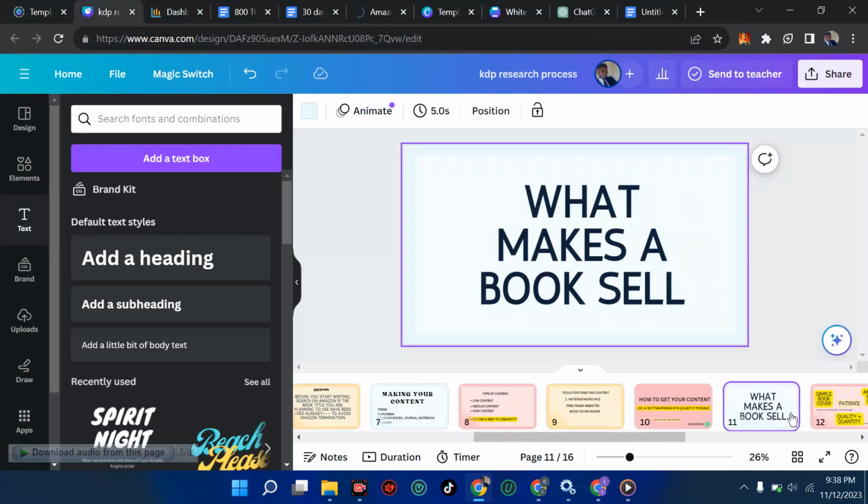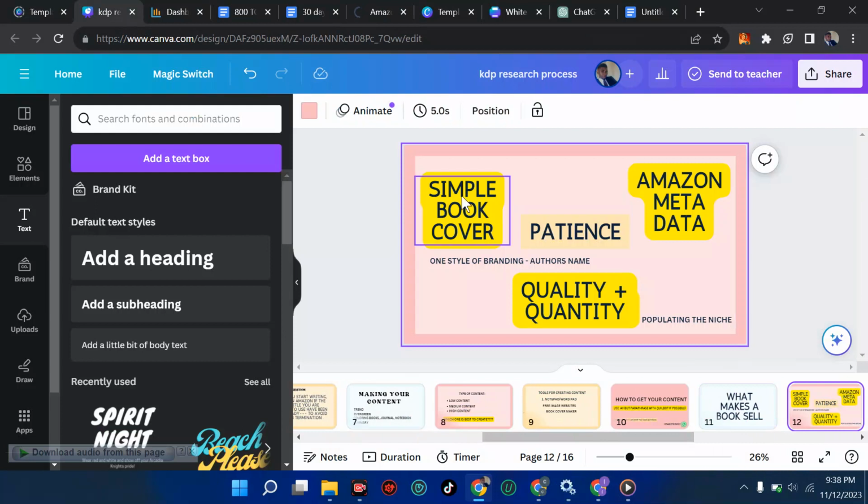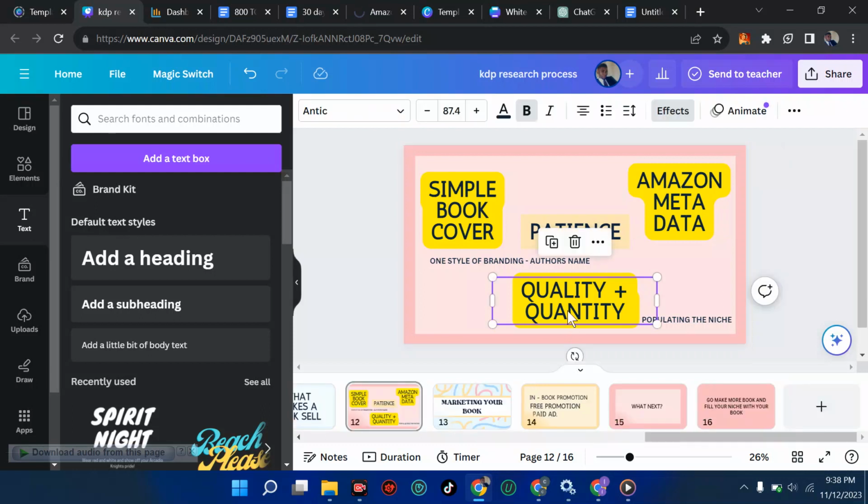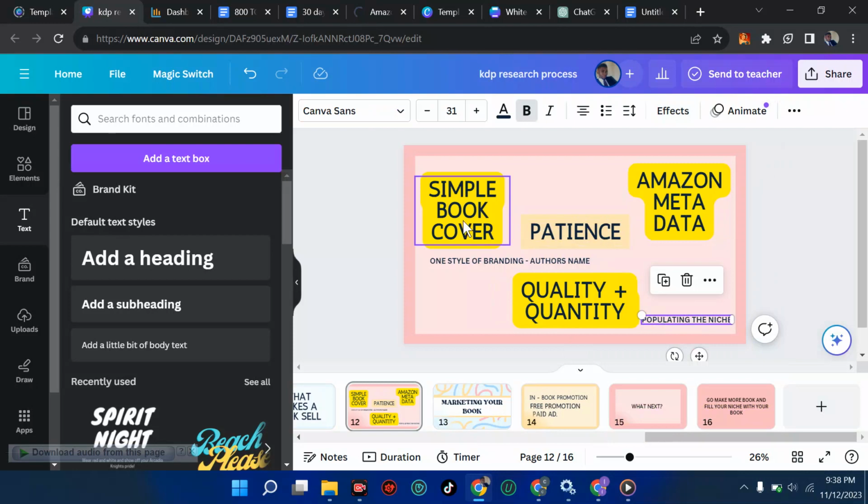Now, number one, what makes your book sell is a simple book cover. Number 2 is called Amazon metadata. I'm going to talk about this in detail and explain it to you. Then quality plus quantity. When I say quality, if you've gotten a niche, populate that niche with your books. Keep on making books weekly. If you have the strength to make them daily, go ahead, populate your niche, and the books will sell by force.